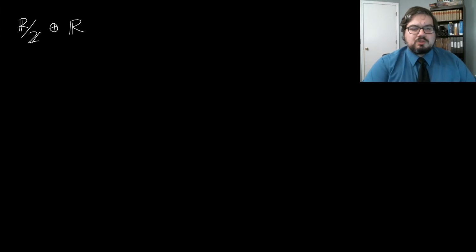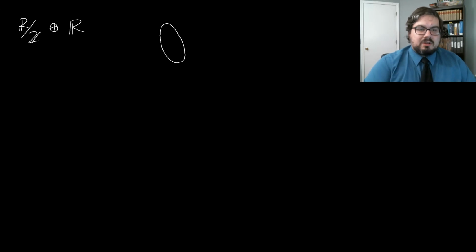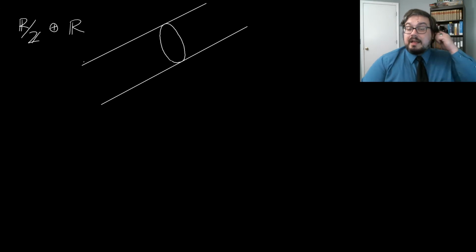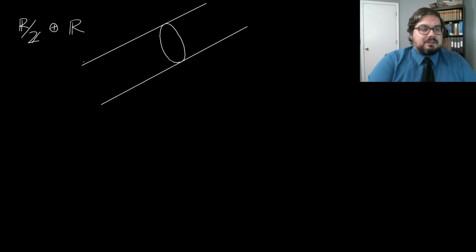So the question is, what sort of shape is that? Well, that's precisely a torus. Sorry, not a torus, but a cylinder. We'll get to the torus in a second. Let me fix that. That's precisely a cylinder like this.